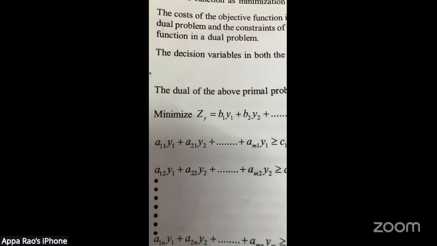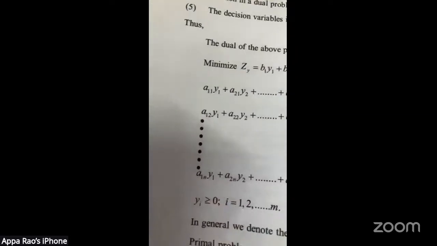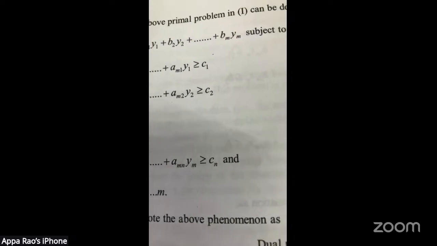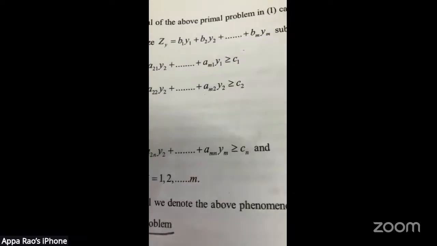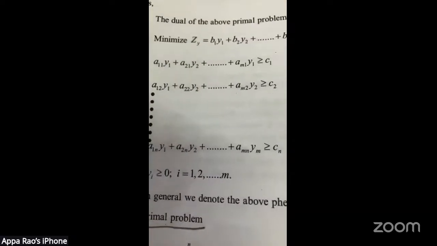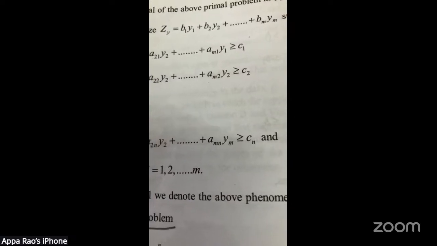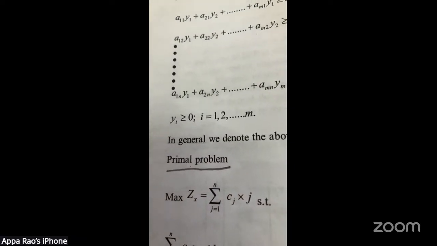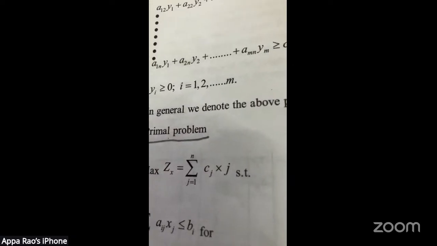So, thus, the dual of the above primal problem can be denoted by minimization of b1 y1 plus b2 y2 plus ... plus bm ym, subject to a11 y1 plus a21 y2 plus etc. greater than or equal to c1, a12 y1 plus a22 y2 plus so on, am2 ym greater than or equal to c2, etc., a1n y1 plus a2n y2 plus ... plus amn ym greater than or equal to cn, with yi greater than or equal to 0, i equal to 1 to m.